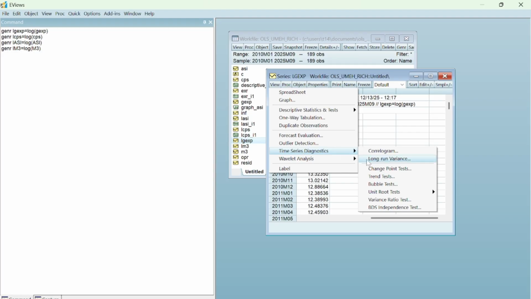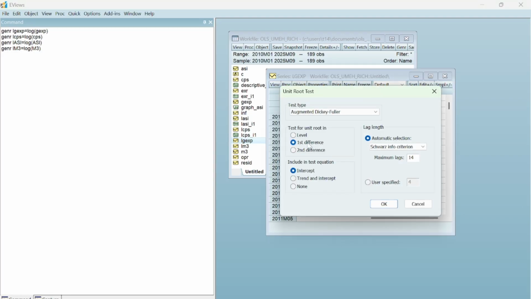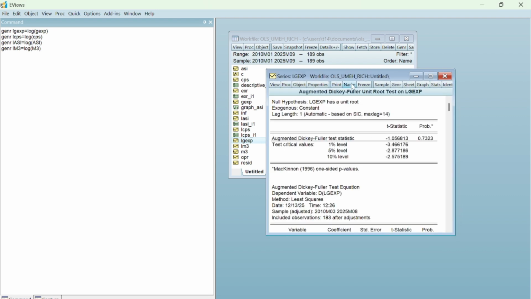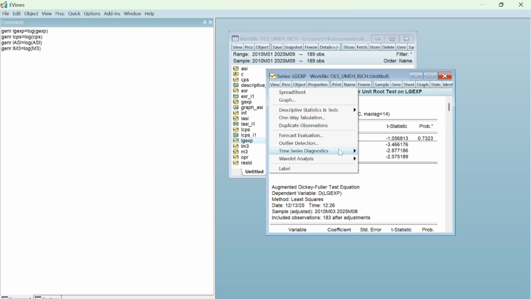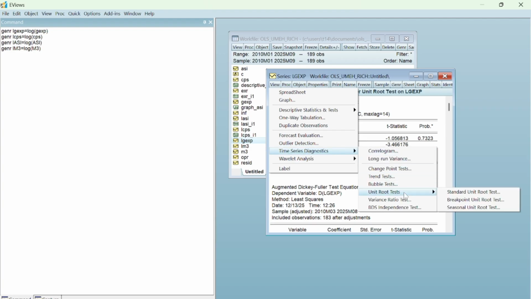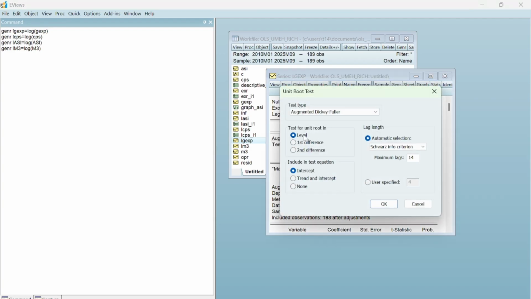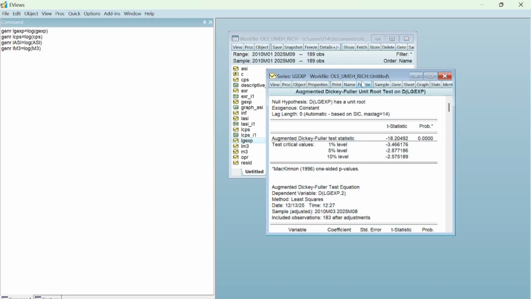Click on view, then click on unit root test. We click on unit root test at levels. What are we seeing? We saw that it is not significant because it is higher than 0.05. Then click on view. You click on time series diagnostics. You click on unit root test, and you click on first difference. And you will see that it is significant.